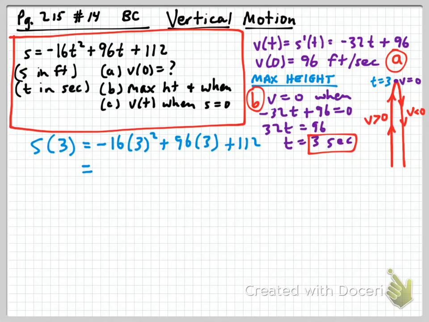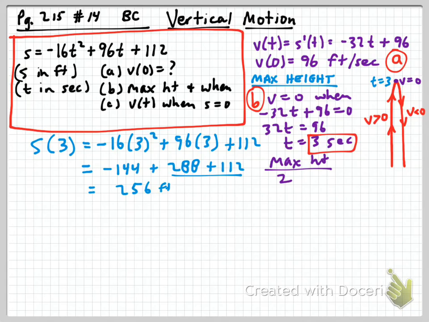And so we have negative 16 times 9, that's negative 144, plus 96 times 3, that's 288. Plus 112, 400 minus 144 would be 256, and that would be what? 256 what? That's 256 feet. So our answer to the second part, or I guess the first part of part B, would be 256 feet, and so let's write that over here. Max height would be 256 feet, all right, at the time t equals 3.